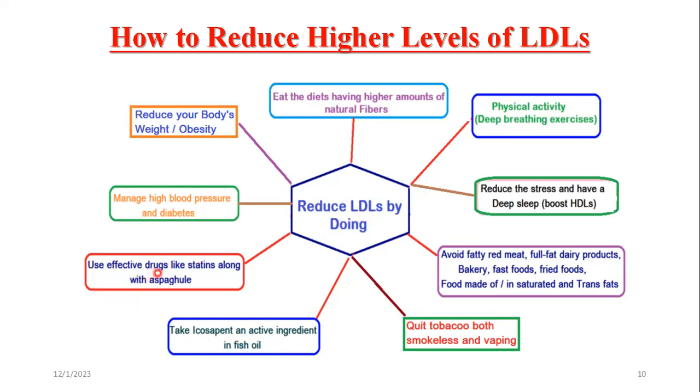Use effective drugs like statins along with psyllium. Manage high blood pressure and diabetes, and reduce weight or obesity. So these are the things. By doing these things, you can reduce the LDLs in your body, and then you can prevent the buildup of plaque in the inner walls of the blood vessels, the atherosclerosis.